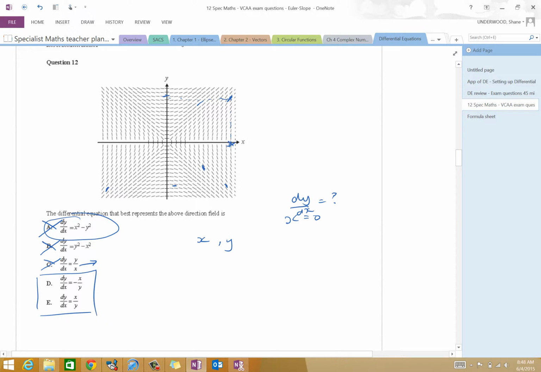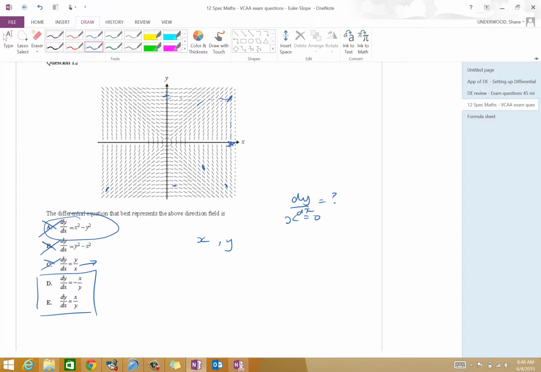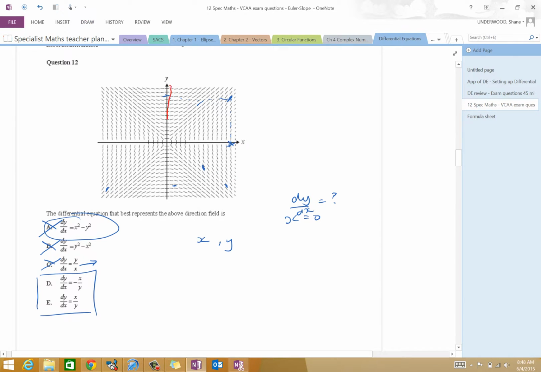Now, let's pick a positive value. Now this is when you start going, I'm going to look in the first quadrant. Okay, you don't have to. Okay, let's have a look in the first quadrant. What can you tell me about all the slopes in the first quadrant? They're positive. What can you tell me about x values and y values in the first quadrant? They're positive. So a positive divided by a positive is a positive. So what's the answer? E.